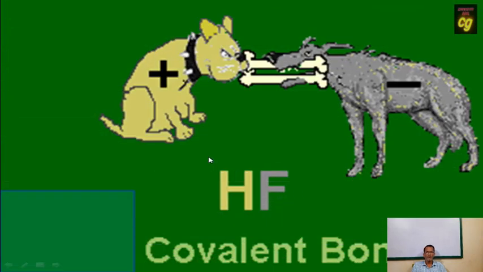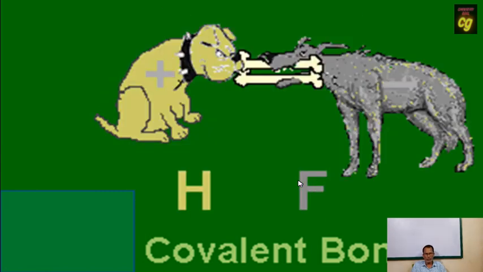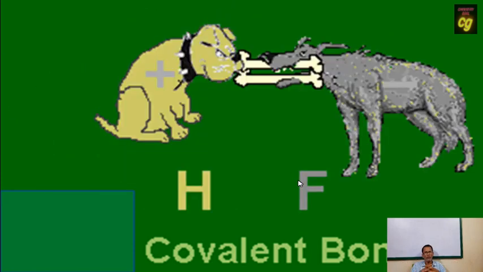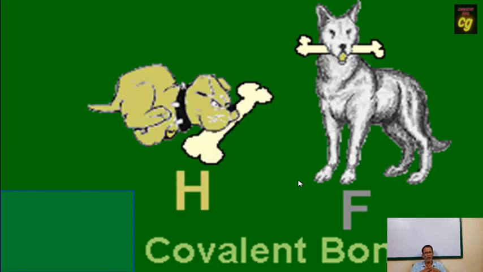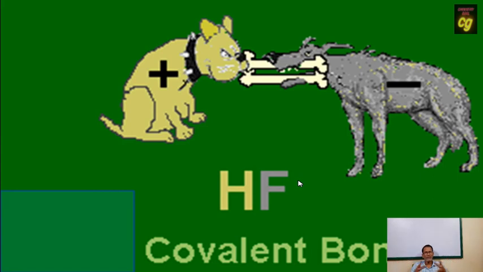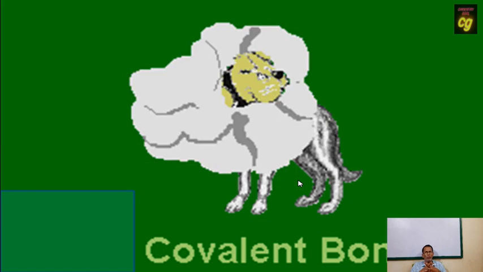If you see in this case, how the covalent bond is produced. Here two dogs, different types of dogs, are coming toward one another with one bone. They have a single bone with them. When they are coming closer, then they are sharing this bone. That means they are fighting for the bone.